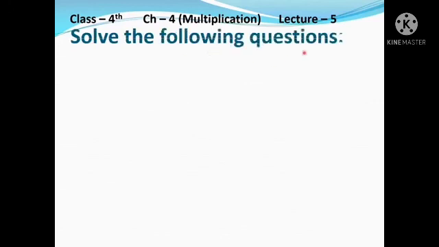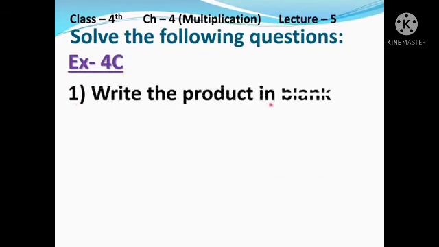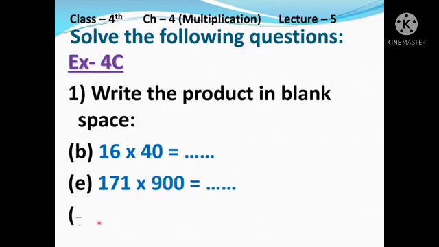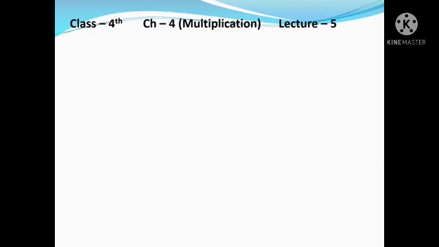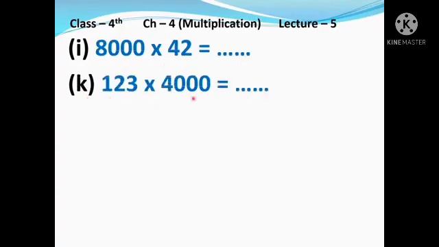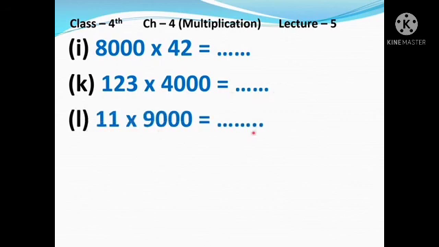Now solve the following questions assigned as homework. Exercise 4C. Question number 1. Write the product in blank space. B part 16 multiply 40 equal to dash. E part 171 multiply 900 equal to dash. G part 13 multiply 4000 equal to dash. Now I part 8000 multiply 42 equal to dash. K part 123 multiply 4000 equal to dash. L part 11 multiply 9000 equal to dash. These are the questions assigned as homework.